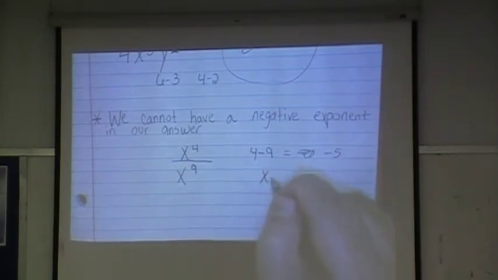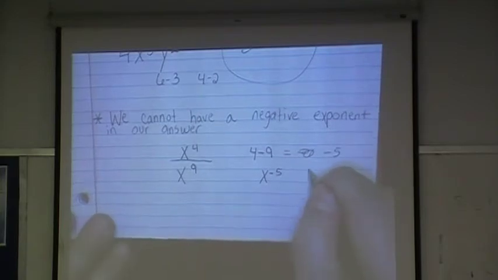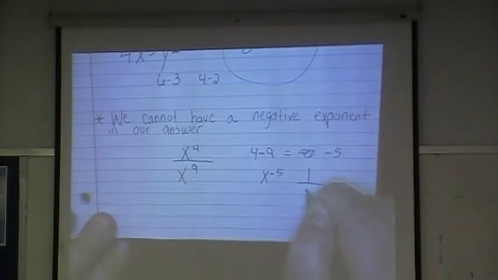So right now, this is what my problem looks like. I don't want you to leave that step out. I want you to see this step, x to the negative 5th. Now, that can't be your final answer. So when you see that, you go, okay, I can't have a negative exponent in my answer. So I'm going to fix it. And to fix it, you put a 1 on top.